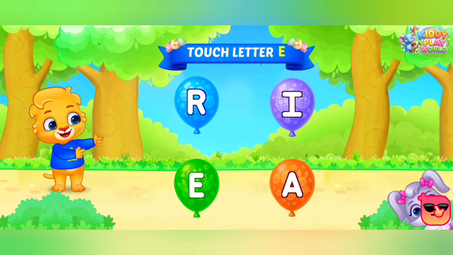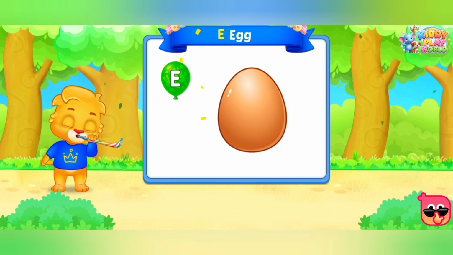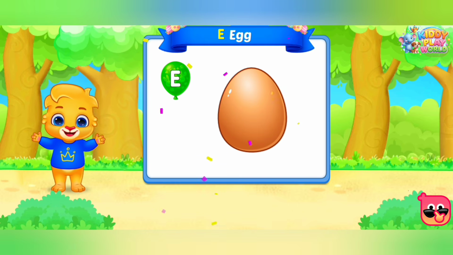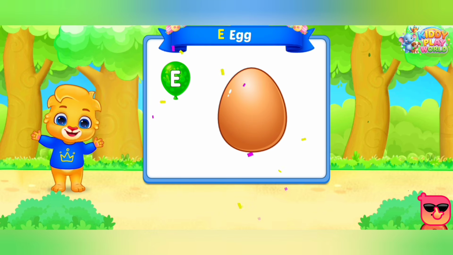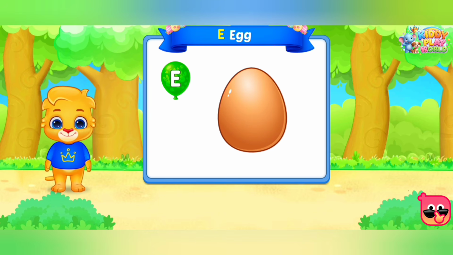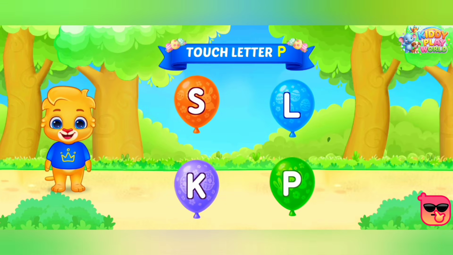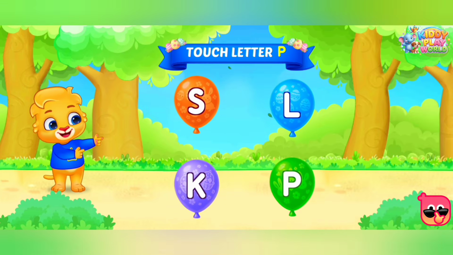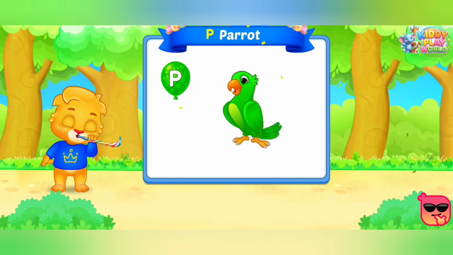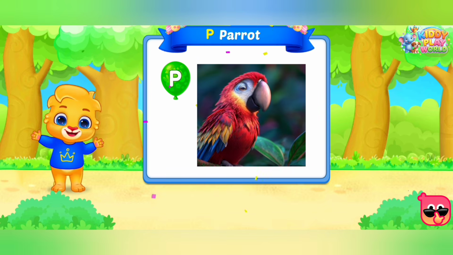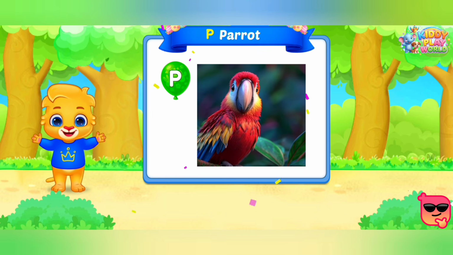Touch letter E. E is for egg. Touch letter P. P is for parrot.